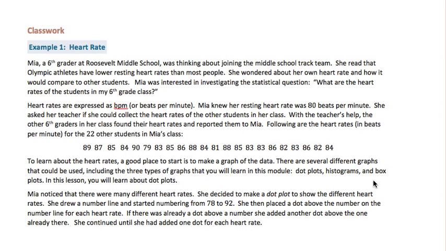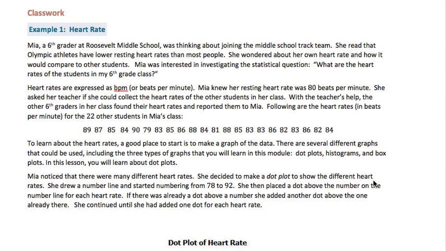Mia noticed that there were many different heart rates. She decided to make a dot plot to show the different heart rates. She drew a number line and started numbering from 78 to 92. 78 is a little before the lowest heart rate, and 92 is a little above the highest heart rate. She then placed a dot above the number on the number line for each heart rate.